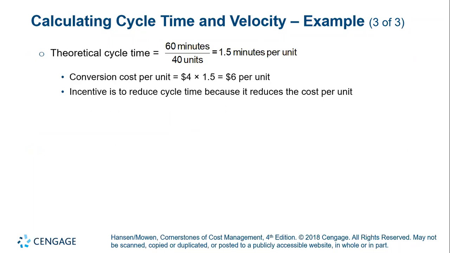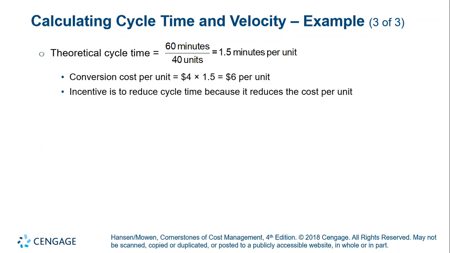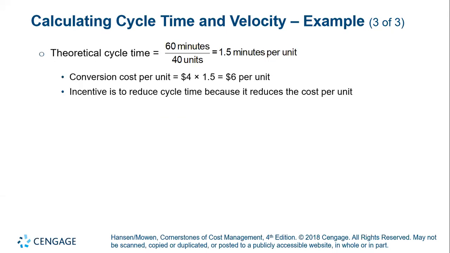So the conversion cost per unit is, we have $4, still the same standard cost per minute. So $4 multiplied by 1.5 minutes per unit, the theoretical cycle time. The incentive is to reduce cycle time because it reduces the cost per unit. If you are using the actual cycle time of 2 minutes per unit, the conversion cost per unit is $8. In the case of the theoretical cycle time, you are using $6 per unit because per unit you have only 1.5 minutes. So take note of the formula.